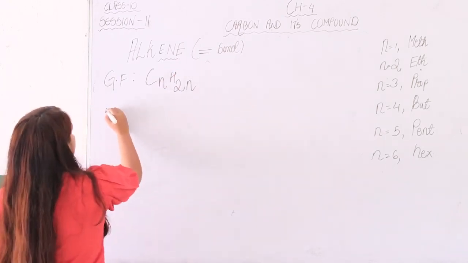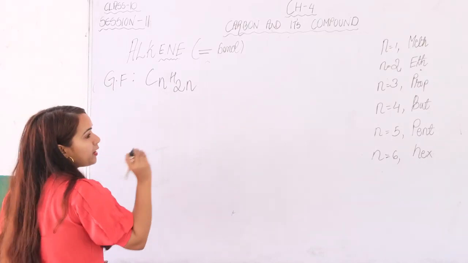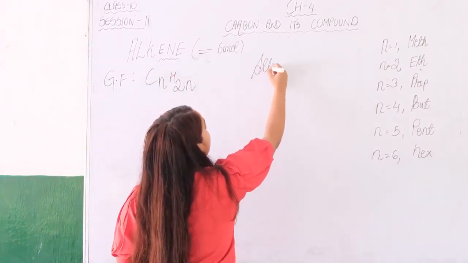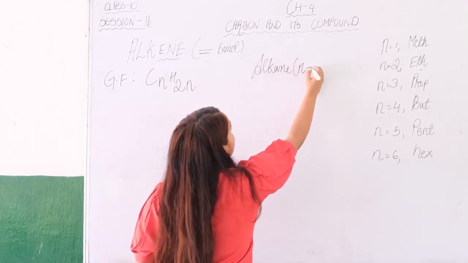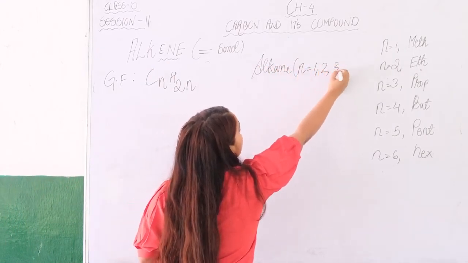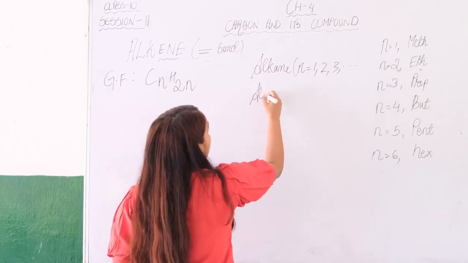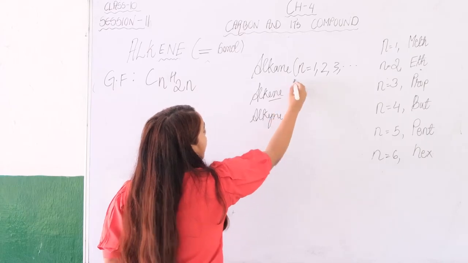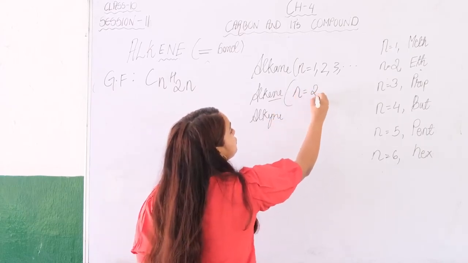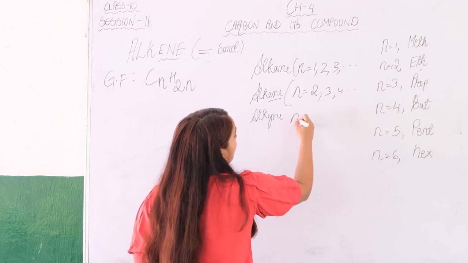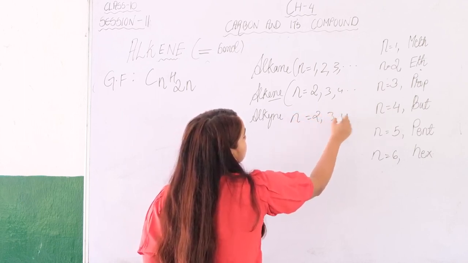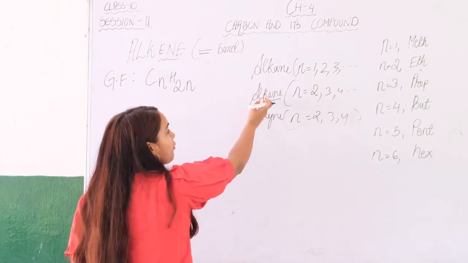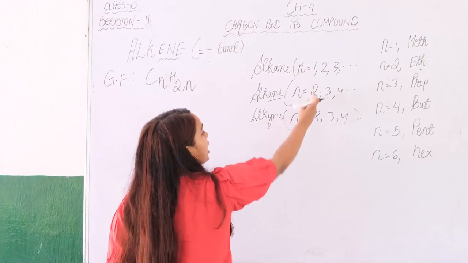So if we take, and remember one important point: for alkane, n can be any number from 1, 2, 3 and so on. But for alkene and alkyne, n can be any number but from 2, 3, 4 and so on, not from 1. Remember this point. For alkane, the number will start from 1. For alkene and alkyne, the numbers will start from 2.